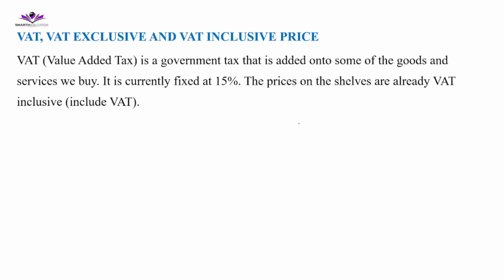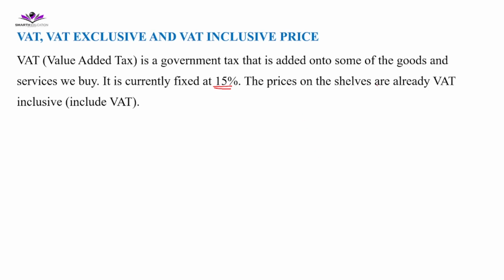Right, what is VAT? That's an acronym which is for value added tax. VAT, which is value added tax, is a government tax that is added unto some of the goods and services we buy. It's not like everything that we buy has VAT in it. There are some goods that are exempted from VAT, especially the basic goods, right? It is currently fixed at 15%. So this is not changing. For now, it is 15% unless the government changes it, right?